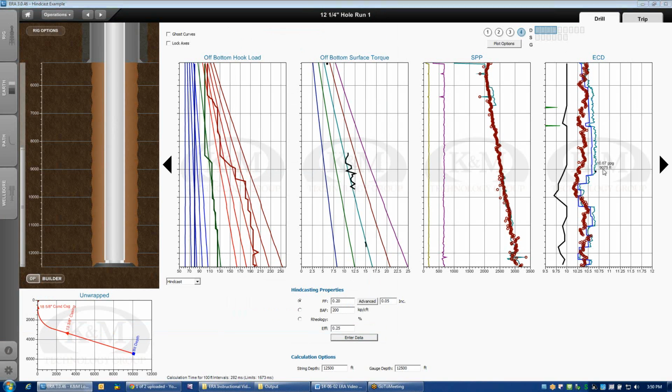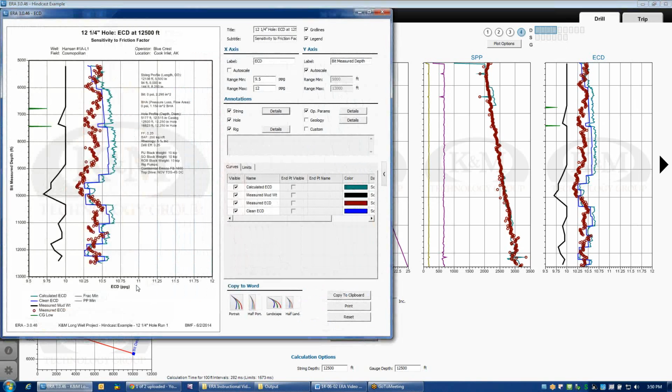Now, likewise, my ECD model looks like it's lining up reasonably well towards the end of the run. I've got my measured ECD in little brown circles, and then calculated ECD clean hole in blue, and with cuttings, when there are cuttings, with this teal curve. And then, of course, my mud weight is the black curve.